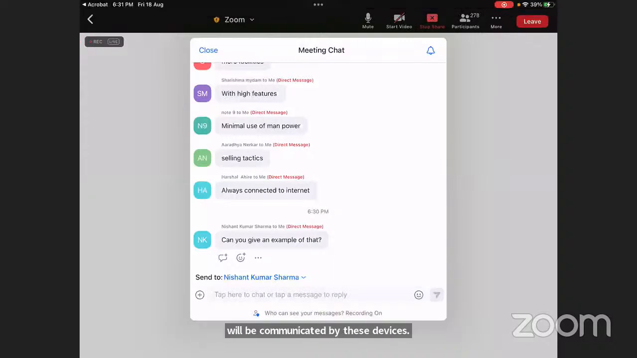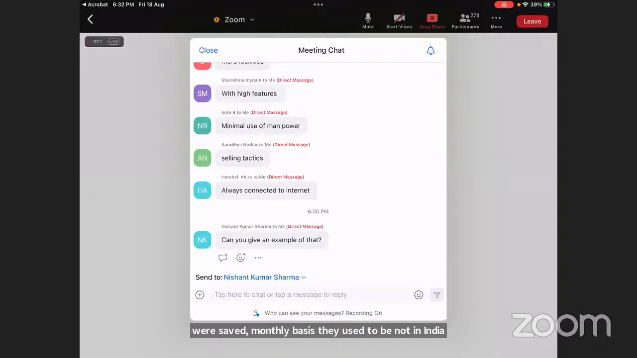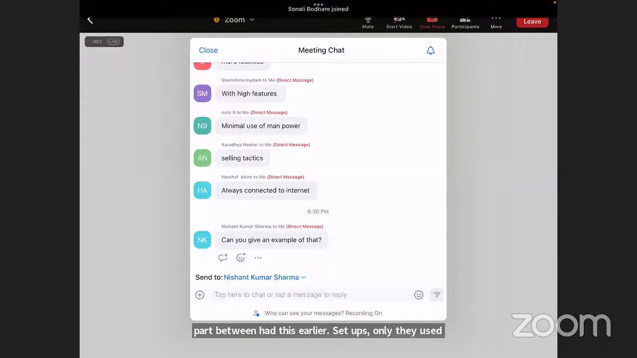Now, let's say a smart camera is connected to a traffic light. So it's part of the smart city initiative. This smart camera will take a picture whenever someone breaks the traffic rule. Maybe they crossed the line when there was a red signal, it will take a picture. Initially, these pictures were saved and taken out on a monthly basis, not in India, we didn't have that. We directly jumped to the smart part. Earlier setups were like that: all the videos and pictures would be taken out monthly, and then fines would be sent.